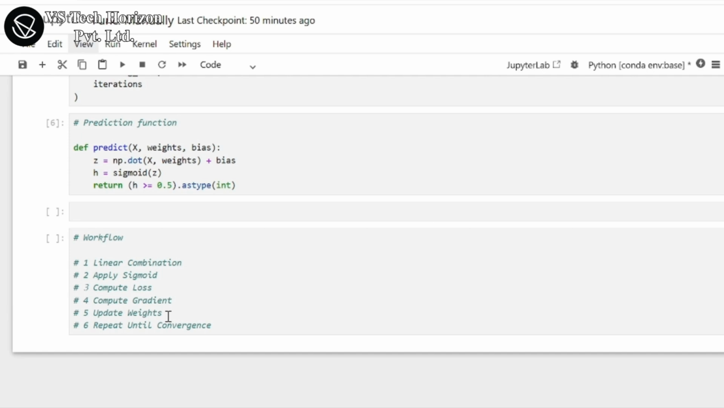Logistic regression models the probability of a binary outcome using the sigmoid function, and it minimizes the binary cross entropy loss using gradient descent, where weights are iteratively updated in the direction that reduces the classification error. So today we have learned how to manually implement the sigmoid function and cost function along with gradient descent. Thank you.